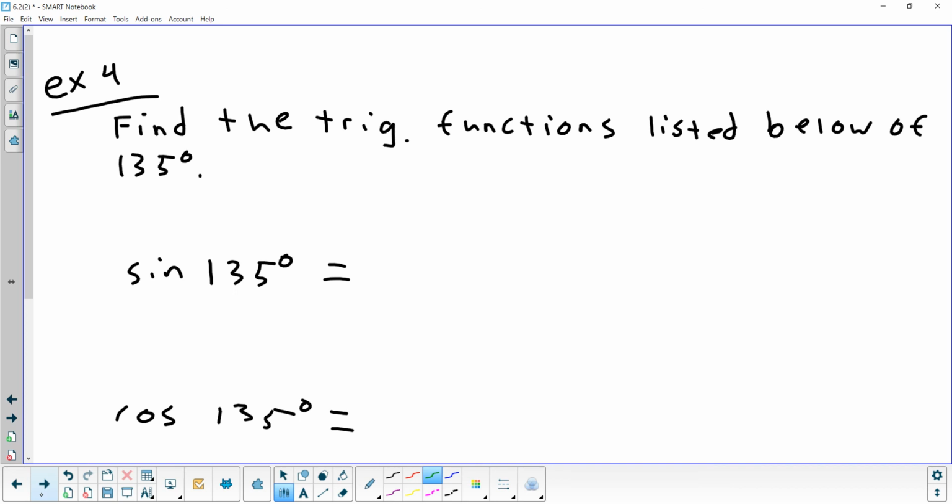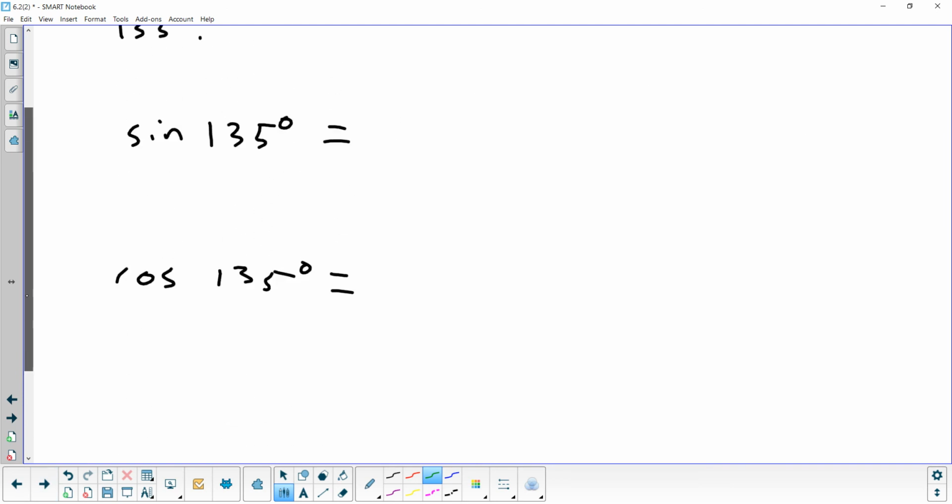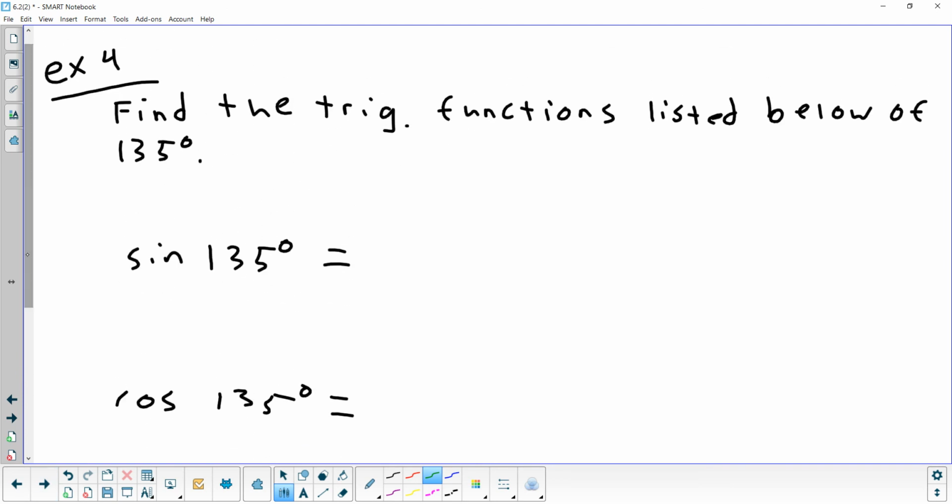Let's find just these 3 trig functions of 135. Not all 6, just these 3. All right, so what's the first thing that I need to find the trig functions of any angle? I have to make sure that I know. Eli? Coordinate? Gotta have the coordinate.